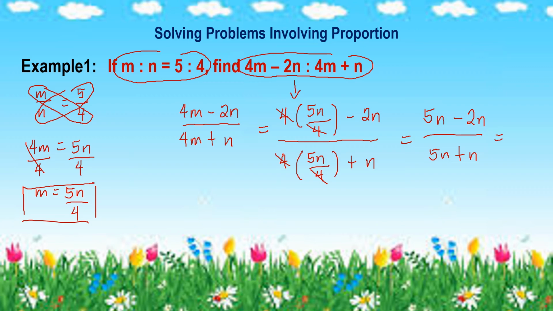Combine like terms, so we have 5n minus 2n, we have 3n is to 6n. If we simplify, n can be cancelled, so we only have 3 is to 6, so simplify 3 is to 6, so we have 1 is to 2. Therefore, for our final answer, 4m minus 2n is to 4m plus n is equal to 1 is to 2.